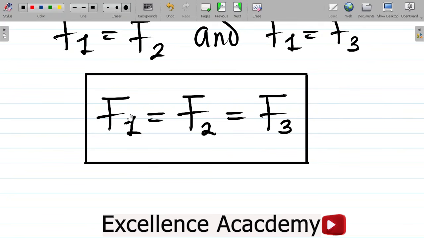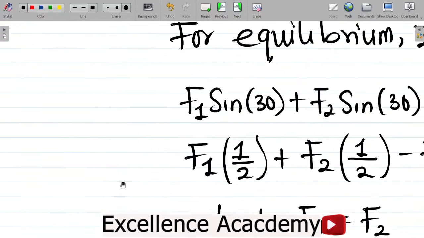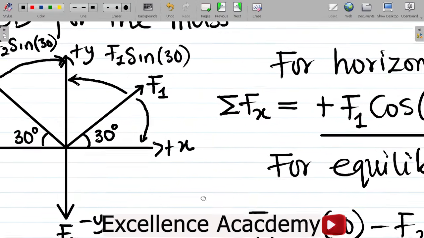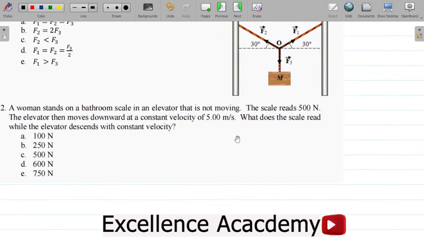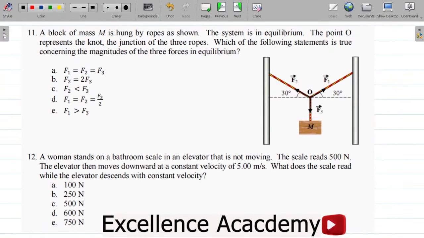So let's see which option is F1 equal to F2 equal to F3. Let's check out for that option. From here, that's the first option, Option A: F1 equal to F2 equal to F3. That's the correct answer to this question.